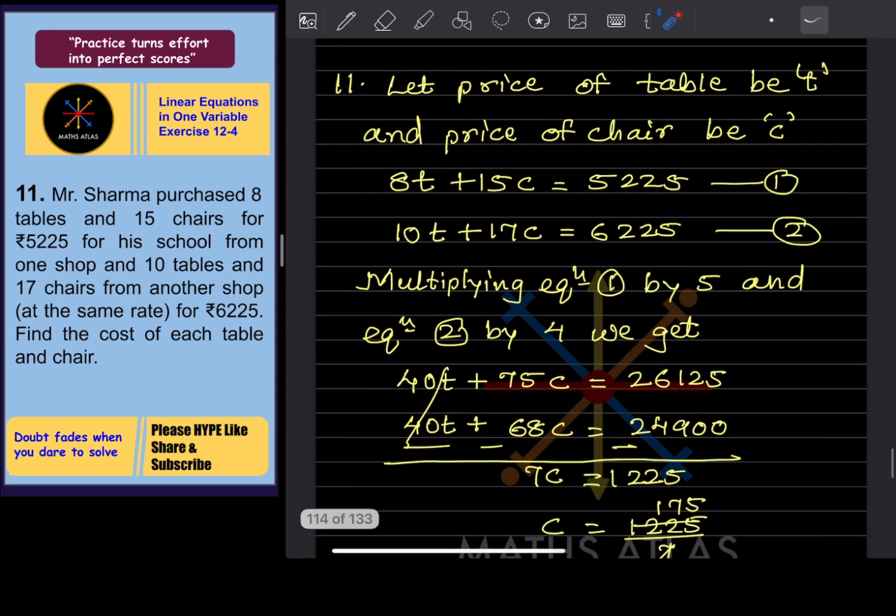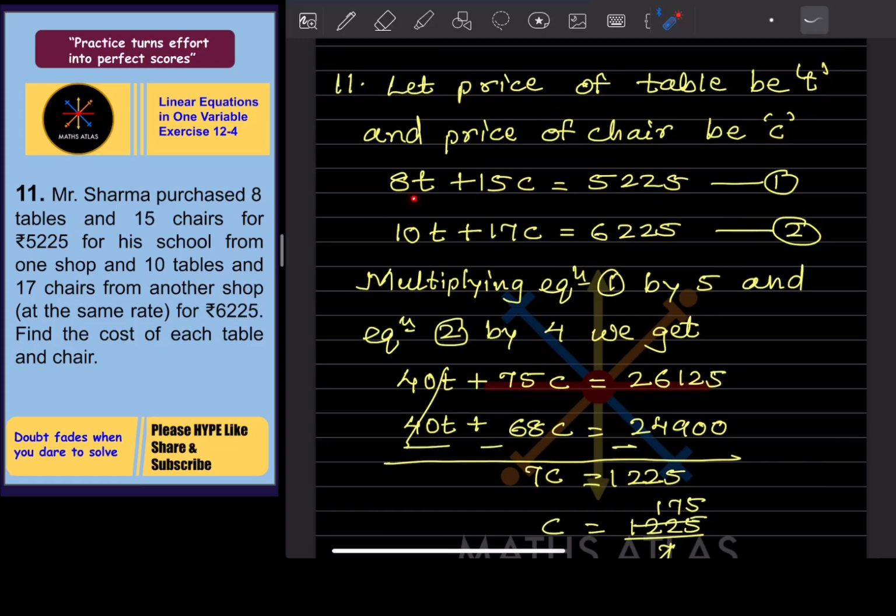Mr. Sharma purchased 8 tables and 15 chairs for rupees 5225 for his school from one shop, and 10 tables and 17 chairs from another shop at the same rate for rupees 6225. Find the cost of each table and chair. So let price of table be T and price of chair be C.